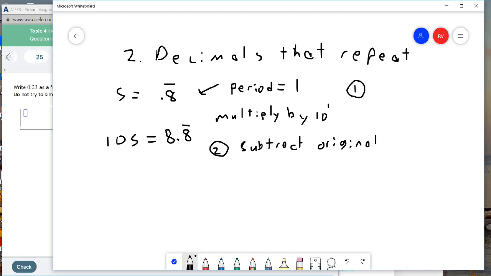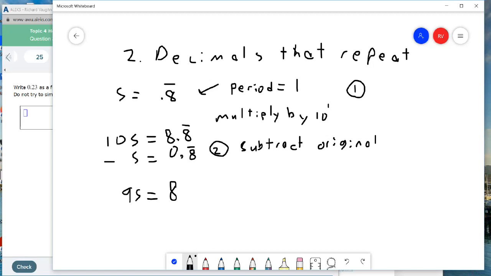So I'm going to take S equals 0.8 bar, and I'm going to subtract S, and I'm going to subtract 0.8 bar. What multiplying by 10 to the power of the period did is it lines up these repeating parts. So when you subtract, 10S minus 1S gives you 9S. And over here, 8 point, and then the repeating 8s, minus 0 with the repeating 8s. The repeating 8s all cancel each other out, leaving me just the 8. All the repeating parts are gone. They canceled each other out.